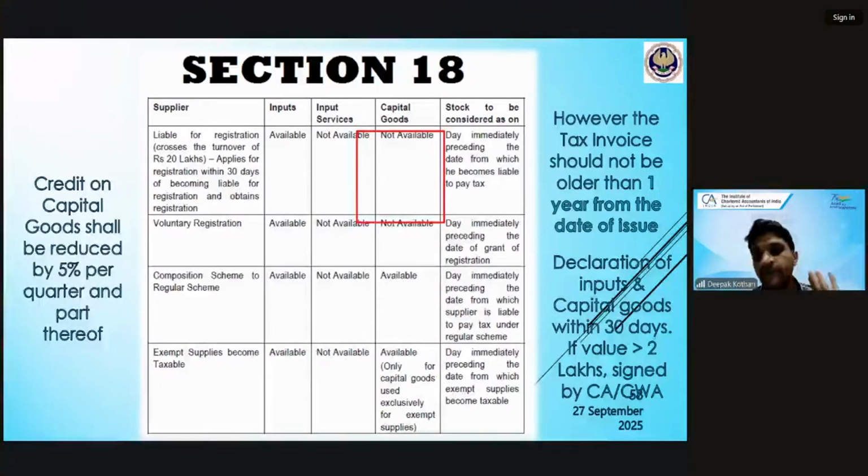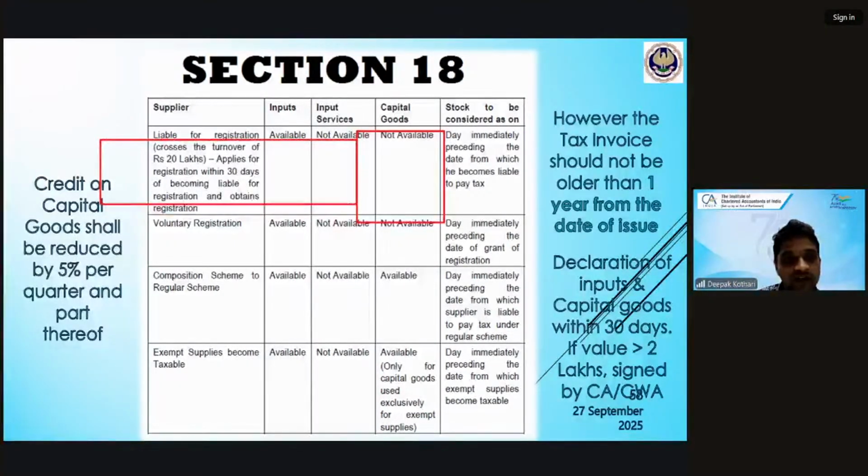Okay, so you cannot claim it. Understood? So first part, other parts you ignore. We are only on this part, which is liable for registration. On that, you will be available on only inputs.